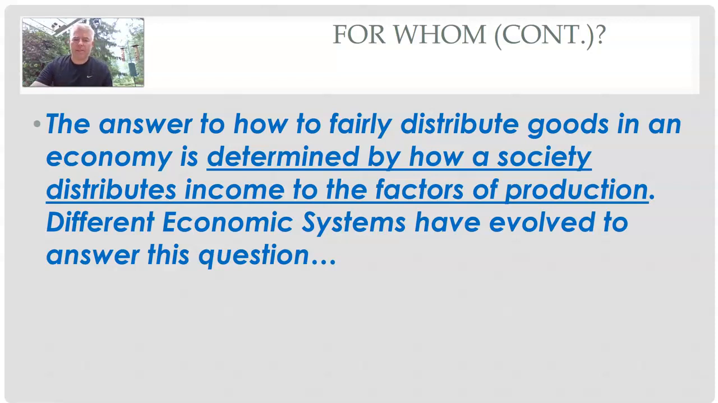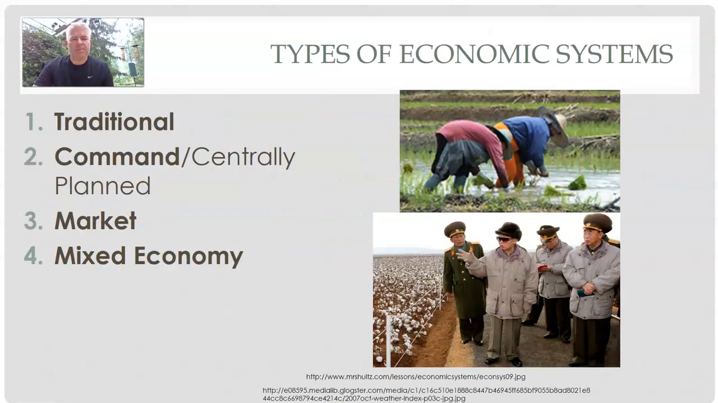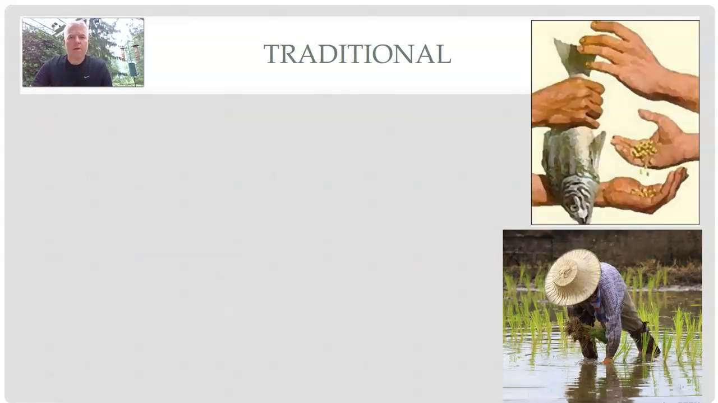And each of the economic systems has evolved to answer this question. The traditional system, the command system, and the market system are three different ways of organizing our economic market structures. The mixed economy is a combination of command and market systems. The traditional system doesn't really exist anymore.